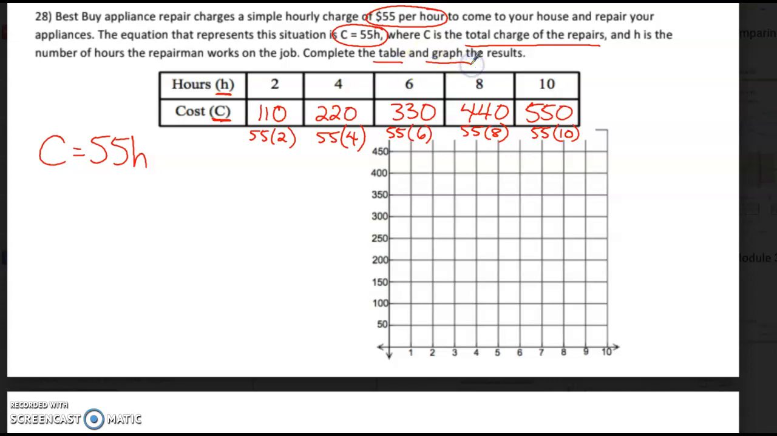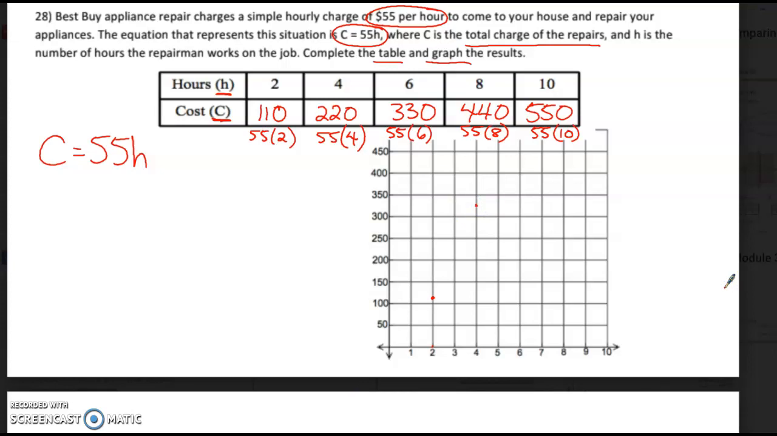Now we need to complete the graph. We're going to plot our points. For 2 hours, it's going to cost $110, so it's going to be just above the 100. For 4 hours, it's going to be $330, so right about here.